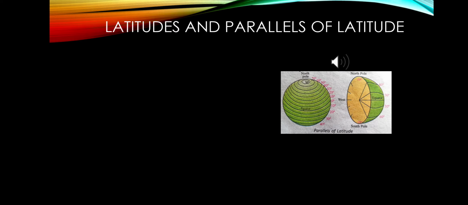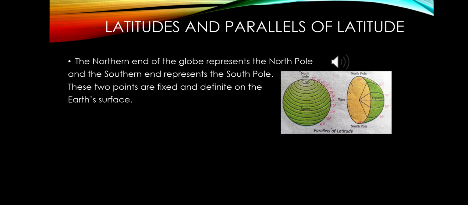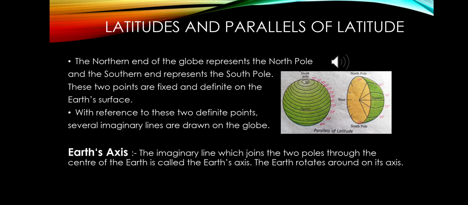Latitudes and parallels of latitudes. A globe is a model of Earth, and it is like a ball fixed on a stand. The northern end of the globe represents the North Pole, and the southern end of the globe represents the South Pole. These 2 points are fixed and definite on the Earth's surface. With reference to these 2 definite points, several imaginary lines are drawn on a globe, like the Earth's axis. The imaginary line which joins the 2 poles, the North Pole and the South Pole, through the center of the Earth is called the Earth's axis. Okay, the Earth rotates around its own axis.